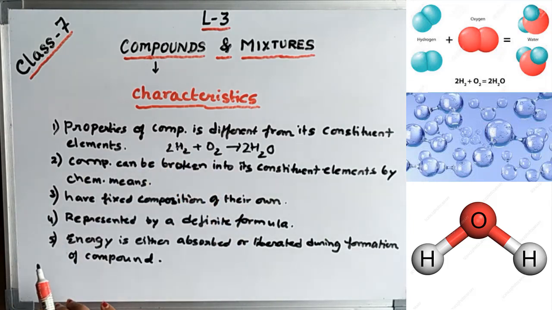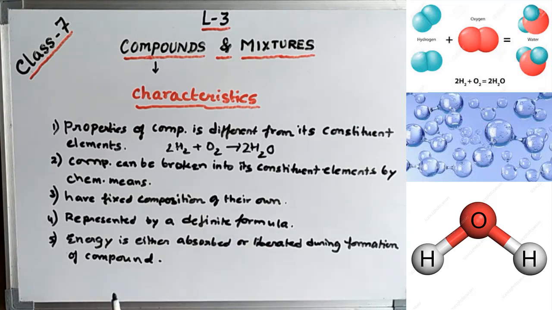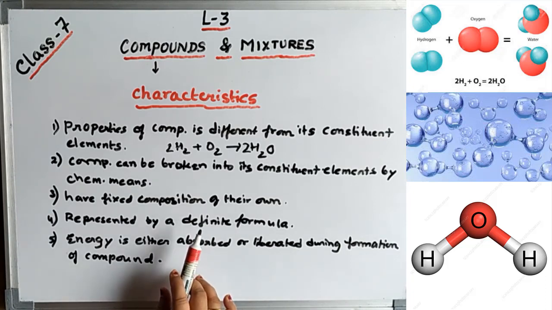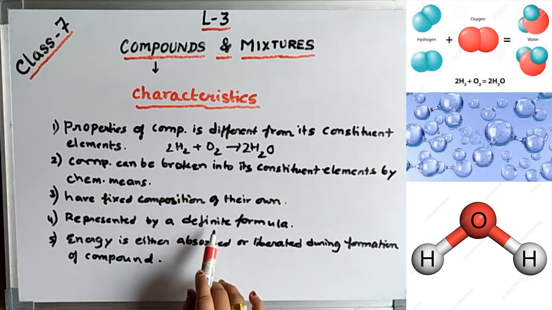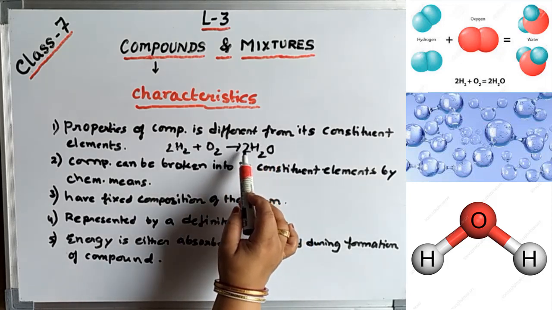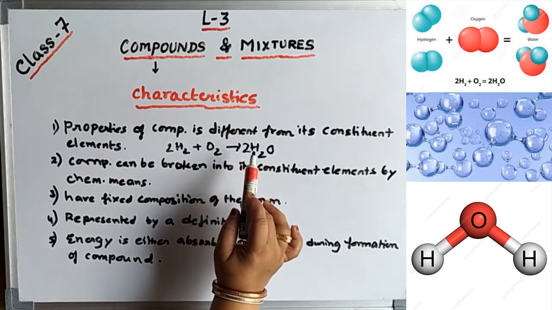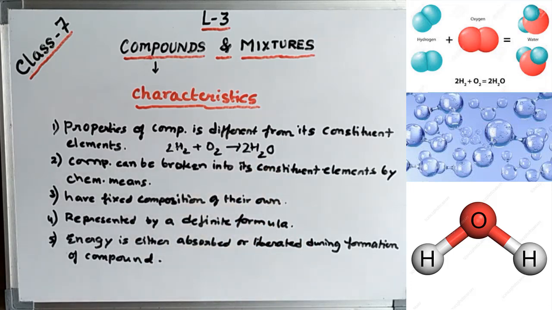Now coming to the fourth point: a compound is represented by a definite formula, called the chemical formula or molecular formula. Any one name can be used. A compound is always denoted by a formula. Children, you have learned that elements are always denoted by symbols. Similarly, a compound is always denoted by a formula. How many molecules are there? If water has no number before it, it is 1 molecule of the compound. And since 2 is there, it is 2 molecules of the compound water.